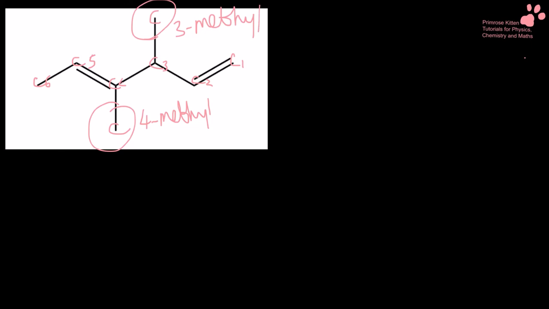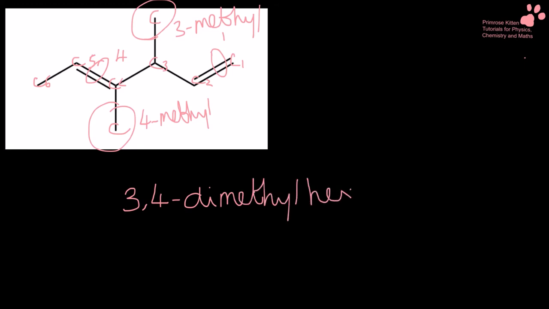Name this one. Lots more carbons. 1, 2, 3, 4, 5, 6, and a methyl group and a methyl group, numbering 1, 2, 3, 4, 5, 6. That gives us a 4-methyl, a 3-methyl, a double bond on 1, a double bond on 4, which gives us 3,4-dimethyl hex-1,4-diene.